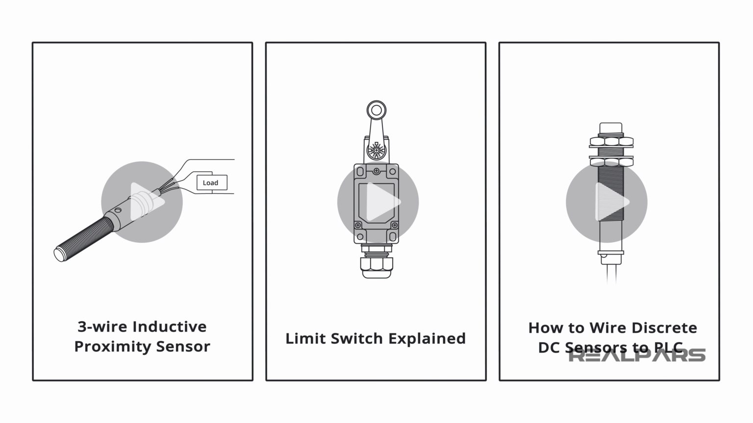If you want to learn more about limit switches and proximity sensors, check out our other videos called 3-Wire Inductive Proximity Sensor, How to Read the Datasheet, Limit Switch Explained, Working Principles, and How to Wire Discrete DC Sensors to PLC, Part 2.